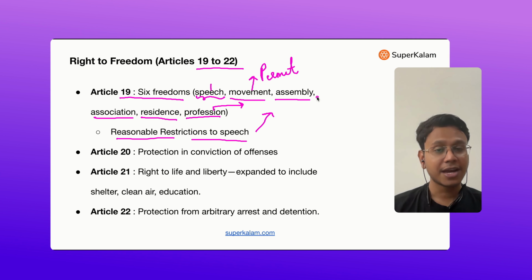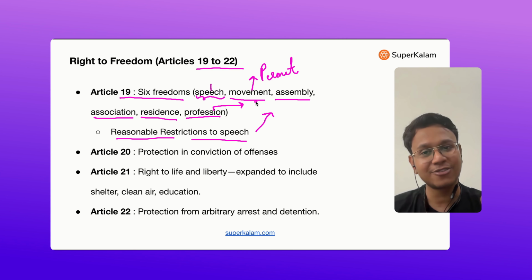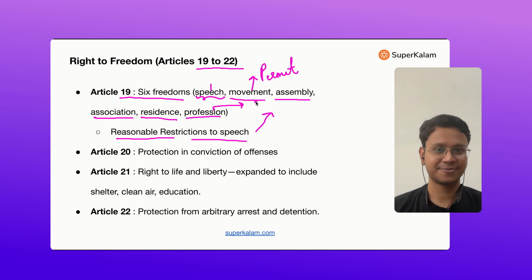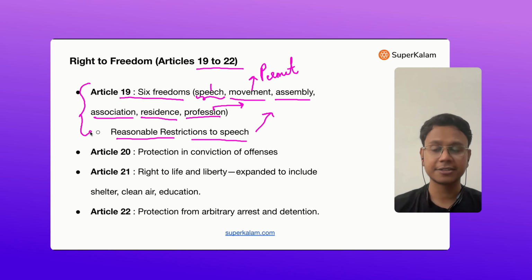So if I summarize this, these are very important rights which are important for a democratic country, like speech, movement, assembly, association. But there are some reasonable restrictions. Why? Because I cannot undermine others' rights. That's why there are these restrictions. So this article becomes a very, very important part of the constitution. You should read this article in detail, right?